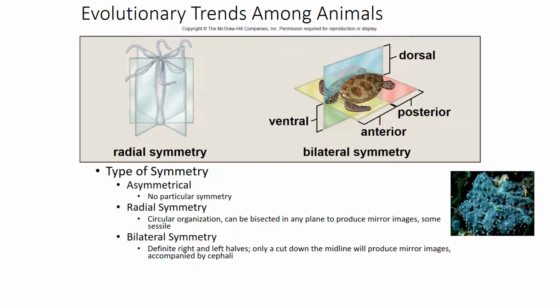Okay. And then many animals have bilateral symmetry, which just means they have a left side and a right side, and if you cut down the midline, or that sagittal cut, that is going to produce a mirror image. Okay. And another characteristic of bilateral symmetry, it says here, accompanied by cephalization. That just means that they have a noticeable head region. So they have like a head and a brain and usually eyes. Okay, so they have a definite top of their body.